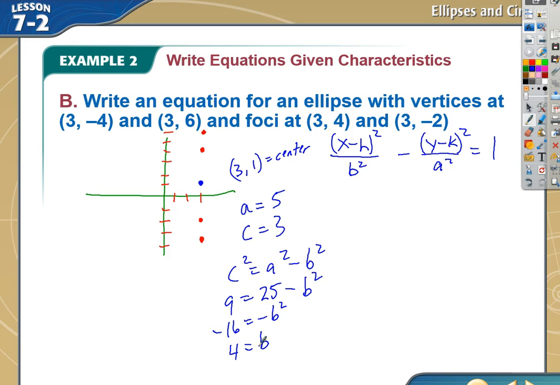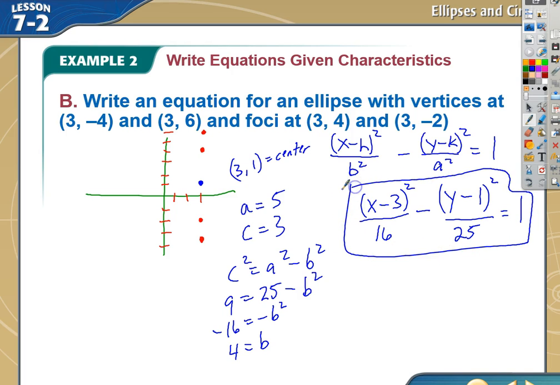Now I have everything I need. So I have your x minus h. H is right over here, 3, squared all over B. What's B? 4. 4 squared is 16, minus y minus k. K, here's the 1. That's on my center. Squared over A squared. What's A? A is 5. 5 squared is 25, which is all equal to 1. And there, my friends, is that equation.